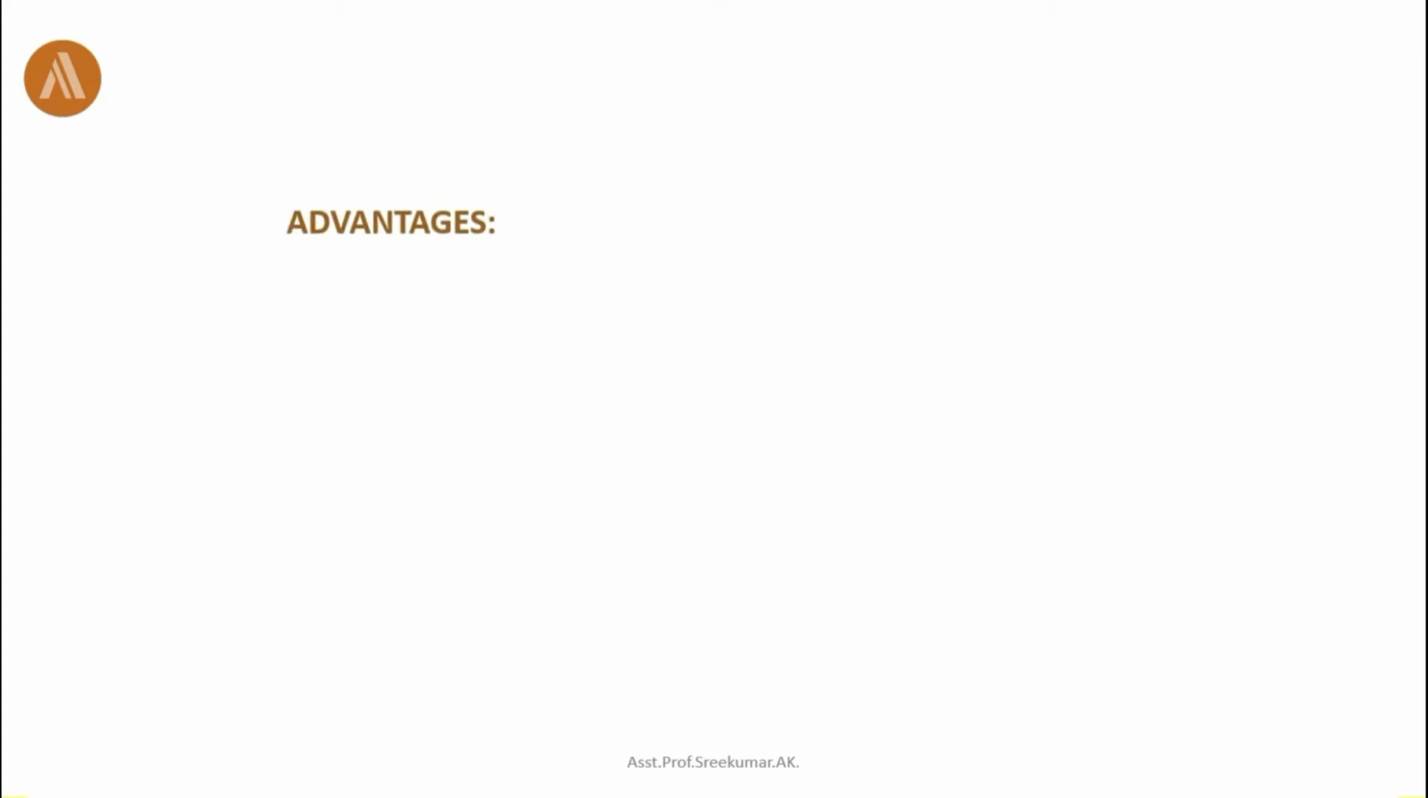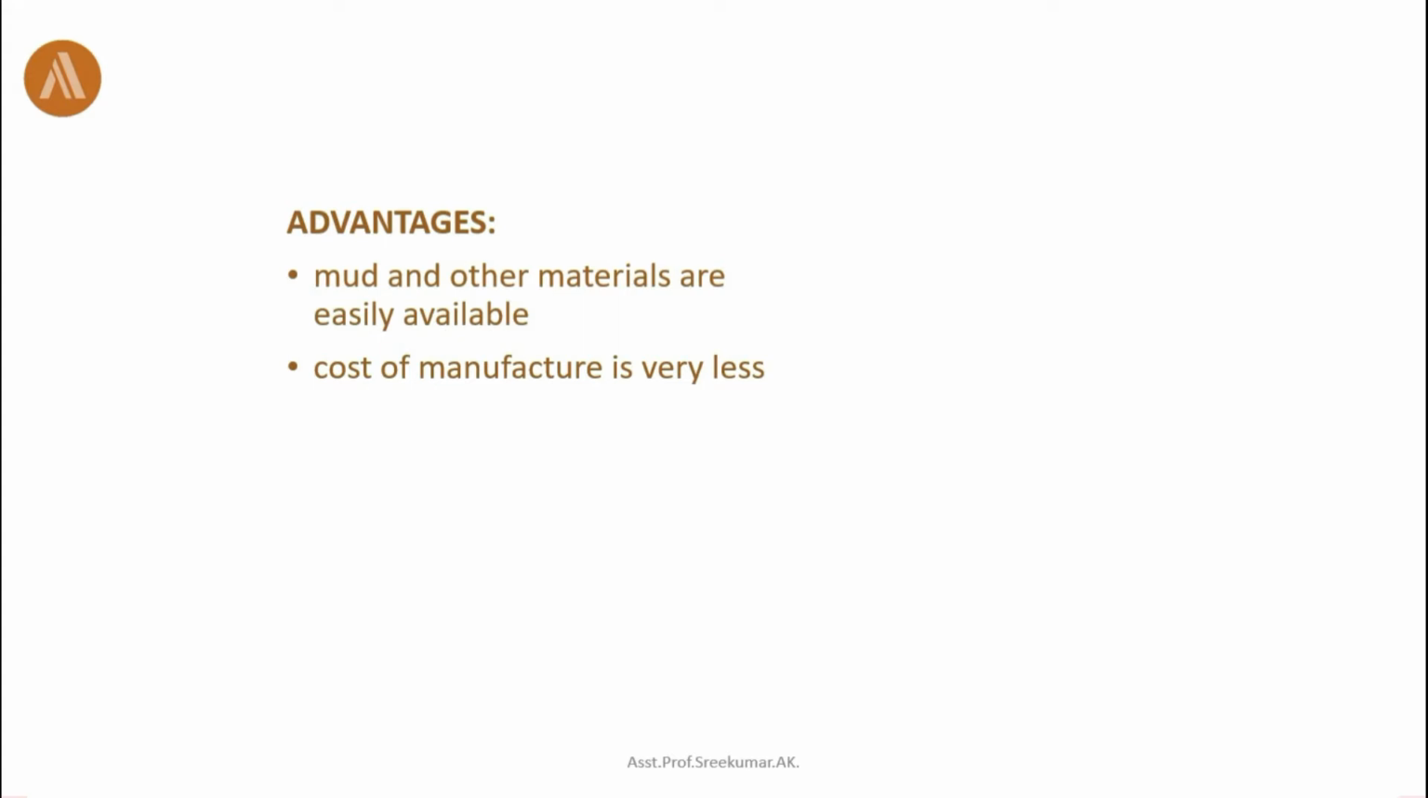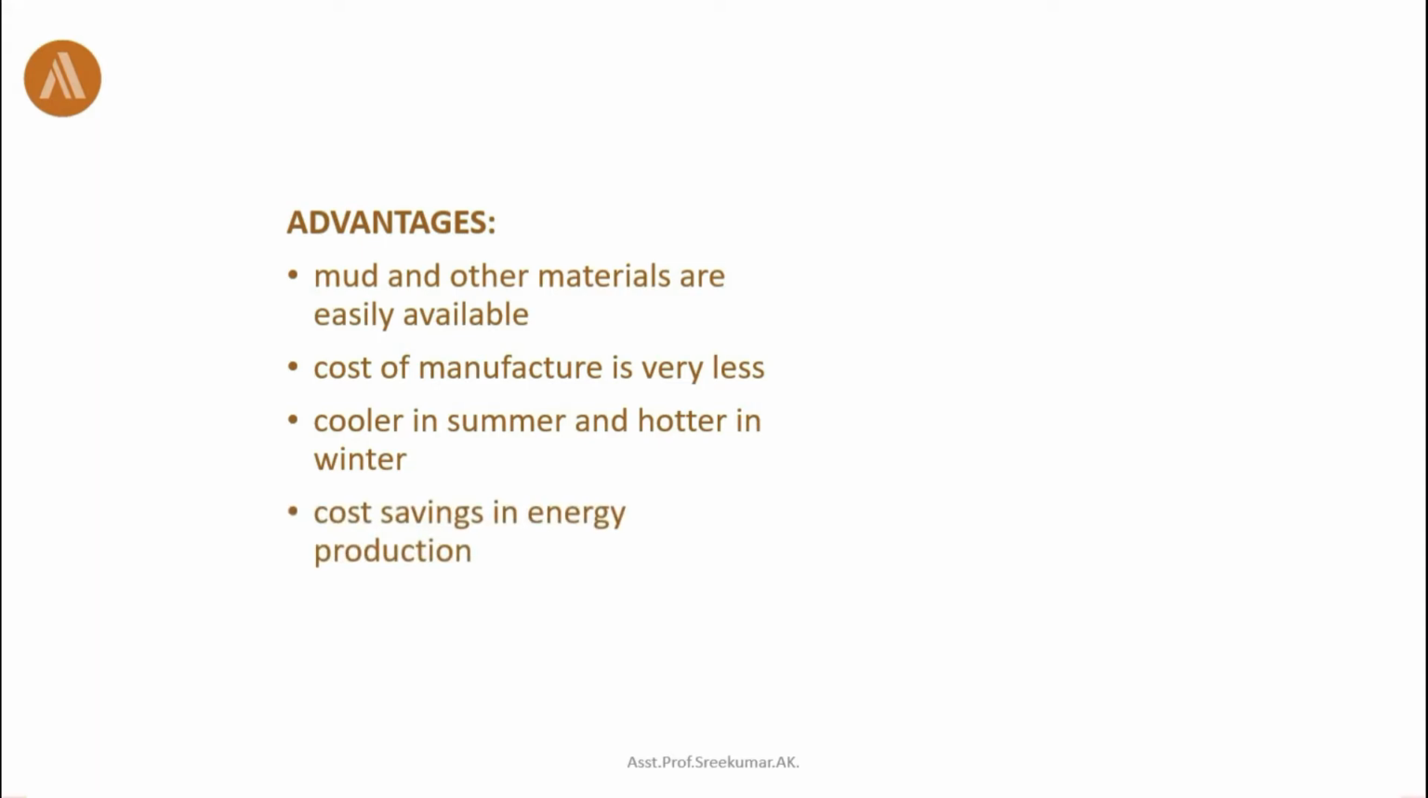So here are the advantages of using adobe for construction. First, the raw materials are easily available. Second, the cost of manufacture is very low. The buildings constructed out of adobe are cooler in summer and warmer in winter. And finally, we have cost savings in energy production.